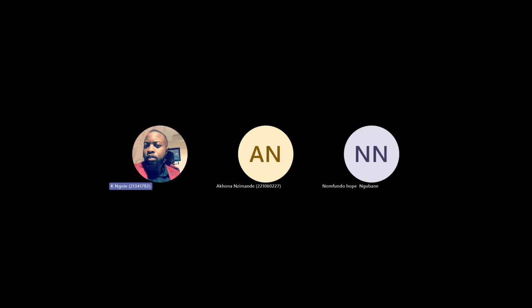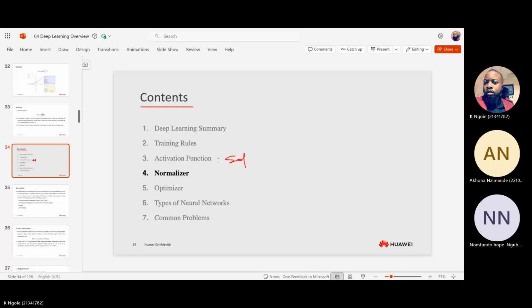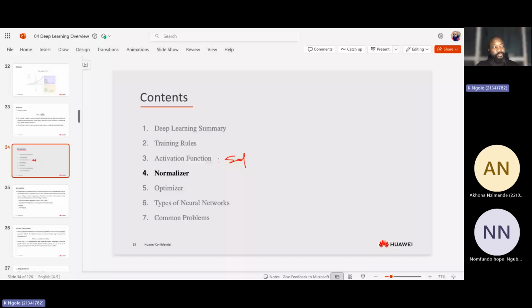Activation functions. We mentioned the softmax, softsign, and ReLU. So we mentioned all the activation functions that we have, and we've mentioned the issues of having a vanishing gradient problem, which we do not find when we're using the ReLU.